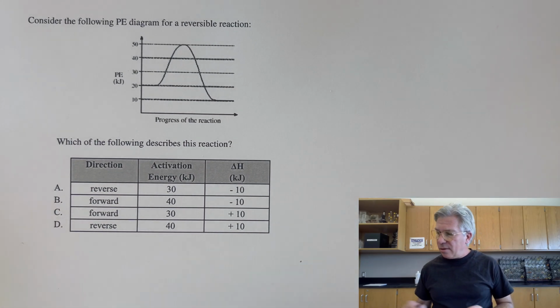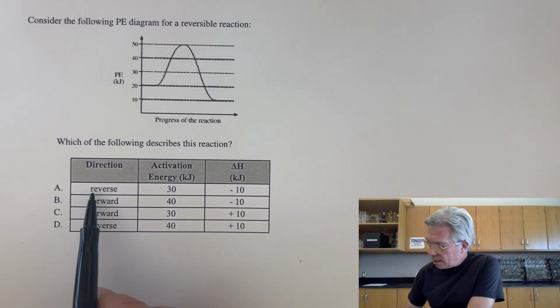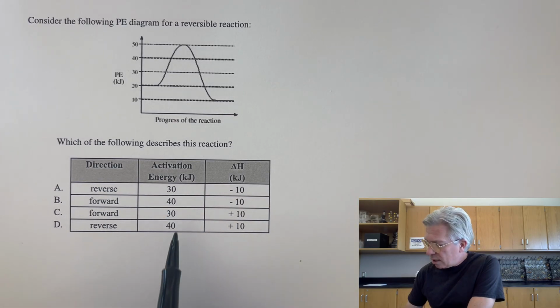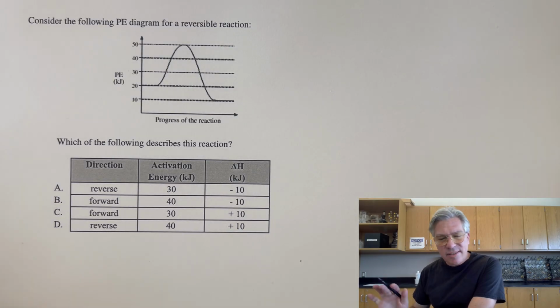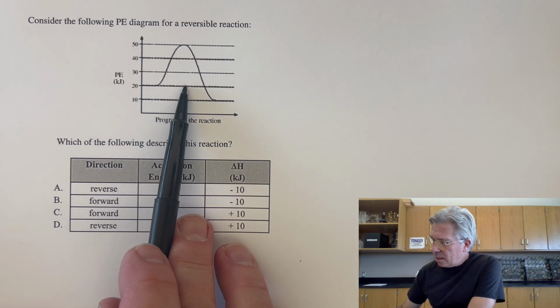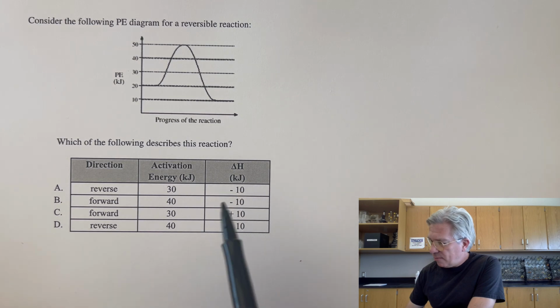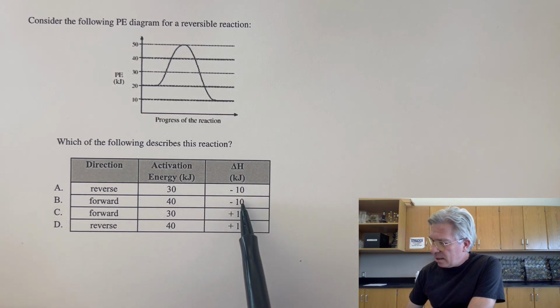All right, consider the following PE diagram for a reversible reaction. Which of the following describes this reaction? So we've got reverse and forward 2 times, 30 and 40 2 times, and then the delta H is plus or minus 10. So let's figure this out. Okay, so we're going forward. In the forward reaction, we end up going down 10. So we're looking for forward minus 10. B has that.